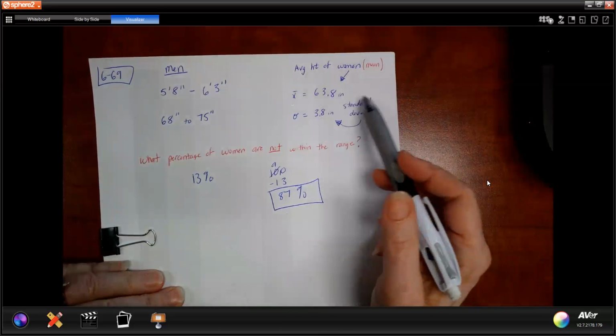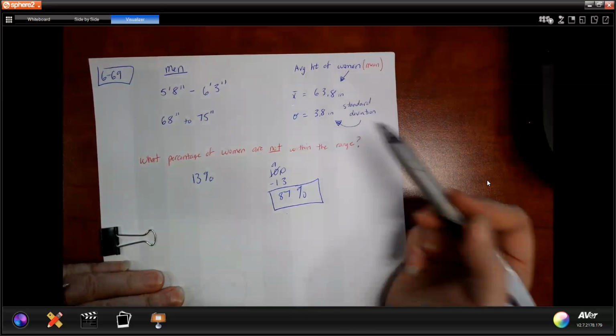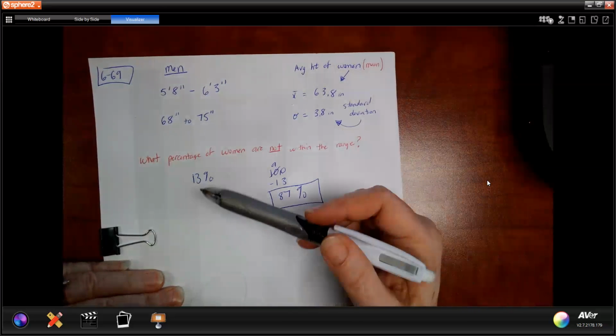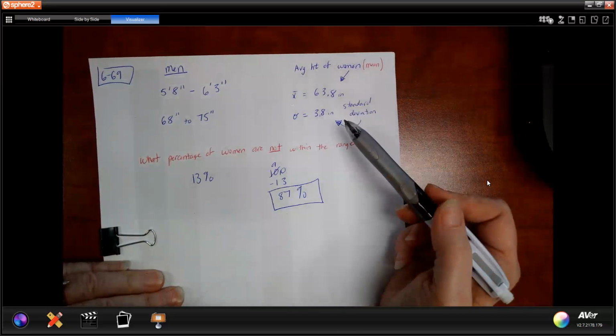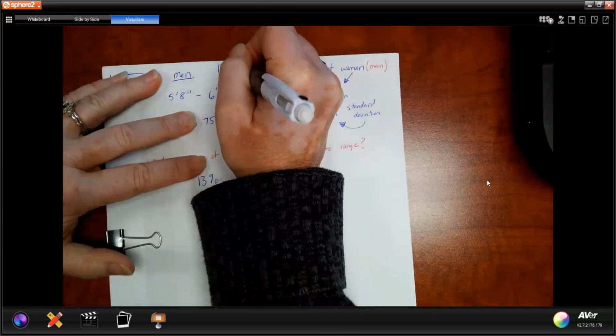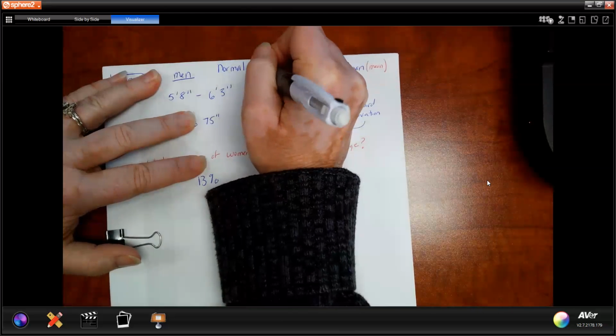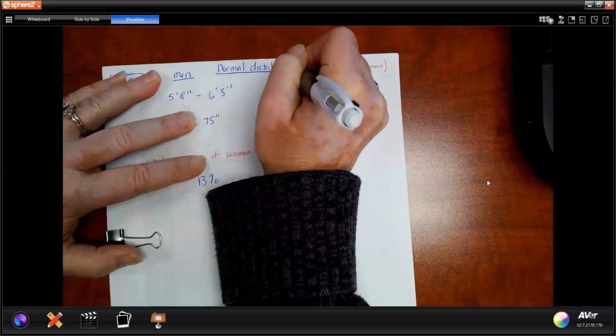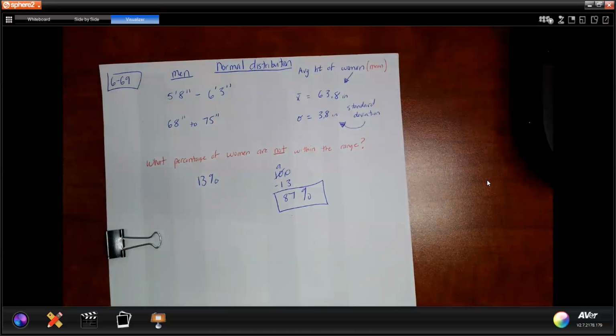So if you hear something about mean and standard deviation, and they start asking you about percentiles or percentages, you need a normal distribution. I'll write that here: normal distribution. That's what you need. So we're going to go to Desmos and we're going to get a normal distribution.